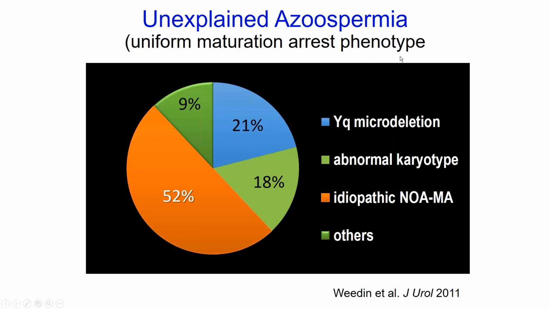The causes of uniform maturation arrest or a more severe diagnosis of Sertoli cell-only syndrome include deletions of the Y chromosome, which explain nearly a quarter of azoospermia. We also have other karyotypic abnormalities, and other conditions include, for example, medical treatments that I already told you about. But importantly, over 50% of cases of azoospermia eventually get a diagnosis of idiopathic, which simply means we don't know what the cause of infertility is. And the thought in the field is that about half of those cases might be due to a genetic defect. This is based on observations in animal models.